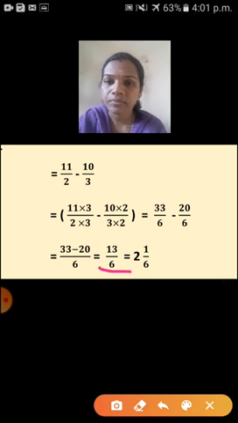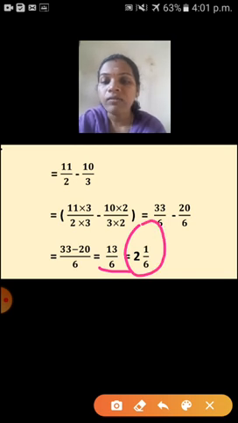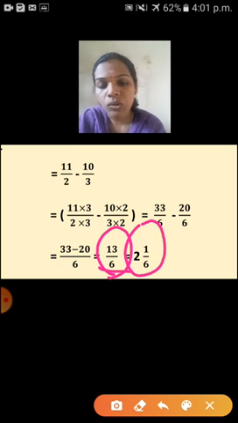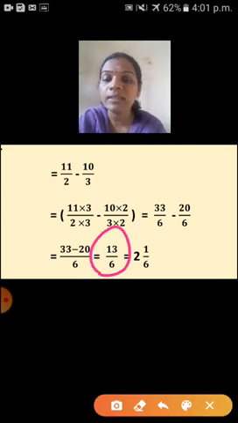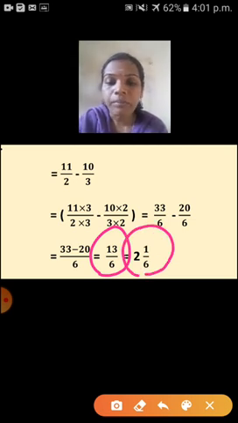13 upon 6. So when you are writing your final answer, if it is improper fraction, you have to convert into a mixed number. So now say, which fraction is this? Yes, it is improper fraction. So you have to convert into a mixed number.